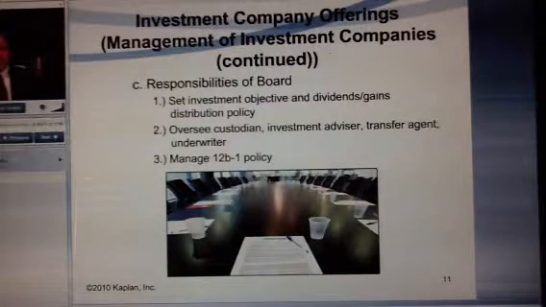Some of the board responsibilities include setting the investment objectives and the dividend and capital gain distribution policy. They do oversee the custodian, the investment advisor, the transfer agent, and if there's an underwriter, the underwriter. We'll talk about those shortly. And they also manage that 12B1 policy.